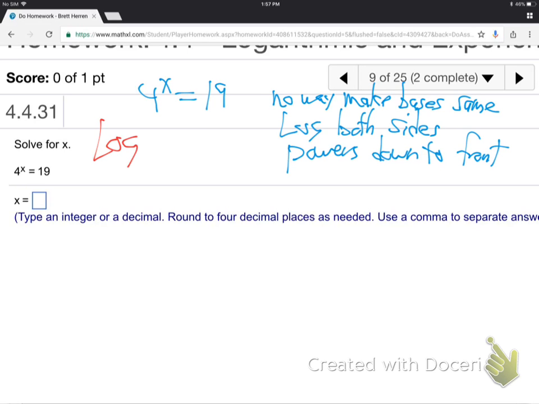So I'm going to put a log on both sides. Like that. Both sides. And then this power. Remember, the whole thing is we got to get that x out of power. That's the problem. Hitler's in power, right? Down it comes. That's that.